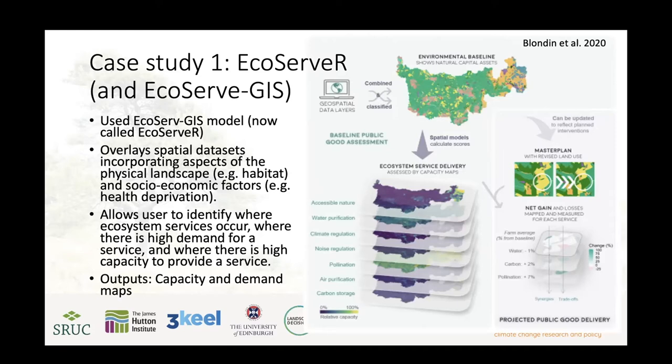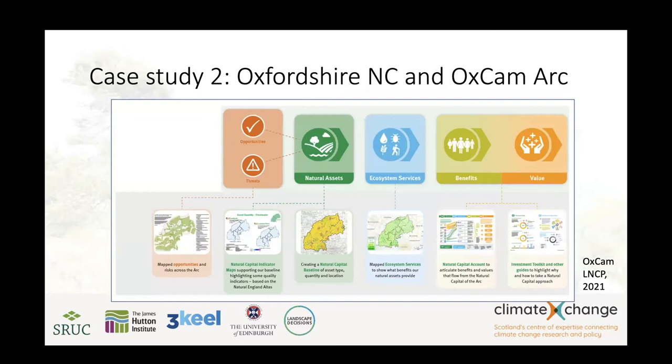The next one, this isn't in the report, but I thought was useful to include because it's a very large scale application of the natural capital approach, a regional across county approach in England. And there's some very nice resources online which summarize how this case study was implemented. Again, quite a similar process, although it started with, as far as I understand, mapping and looking at opportunities and threats across the area, and also used Natural England's natural capital indicator maps, which are unfortunately not available in Scotland, but they were used as a basis for stakeholder discussions.